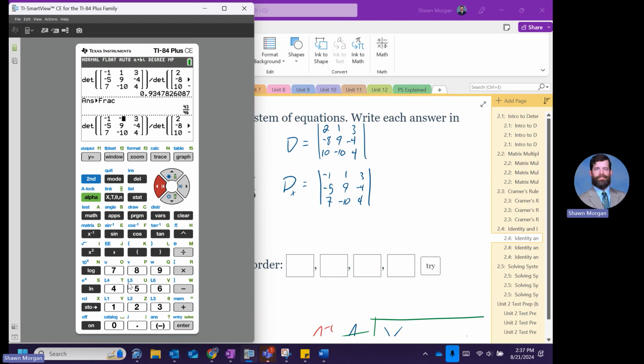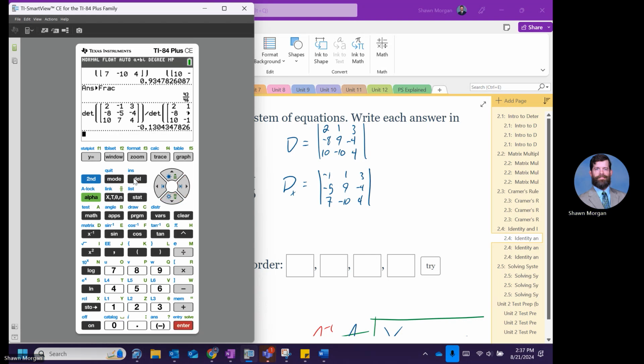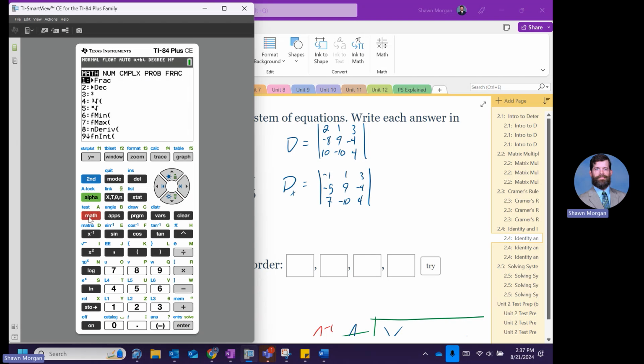Negative 1, negative 5, 7. There's my constants. And what is this going to be? 2, negative 8, and 10? 2, negative 8, 10. What should I have hit? Math, enter, enter. And there's my y value.